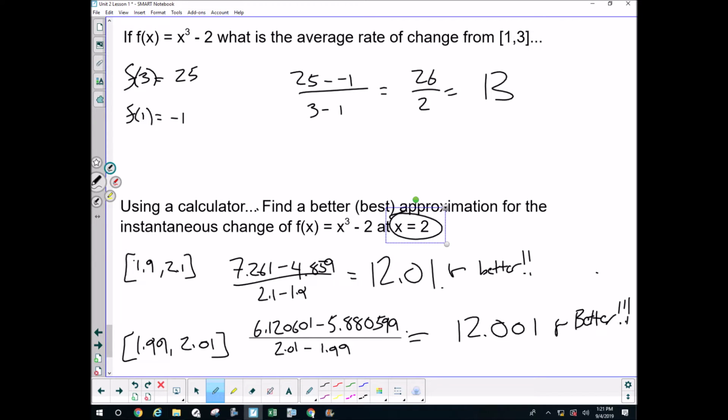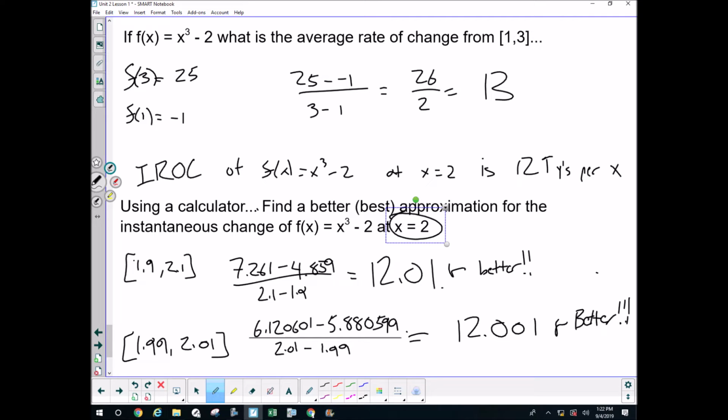So, if this is a better approximation, even better than the previous one, and you think if I use 1.999 and 2.001, I'd get a value that's probably closer to 12? Yes. So we could probably, through this kind of analysis, through this procedure, using our conceptual understanding of limits, say that the instantaneous rate of change of f of x equals x cubed minus 2 at x equals 2 is 12. Going up 12 y's per x at that location. Okay?